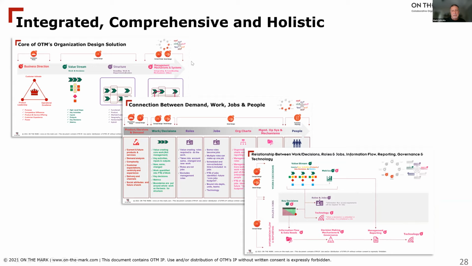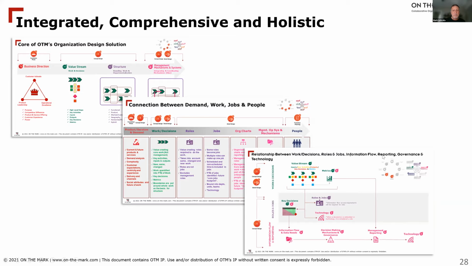Second slide here, connection between demand, work, jobs, and people. And really, this is mostly detailed design work, but you can see all the things that need to be done. And we've really bolstered the management operation systems and mechanisms. And then the last piece, which many times, most times, gets overlooked by design work, is the relationship between work decisions, roles and jobs, information flow, reporting, governance, and technology.